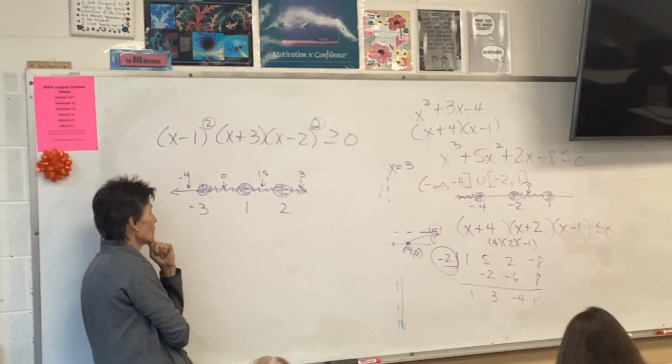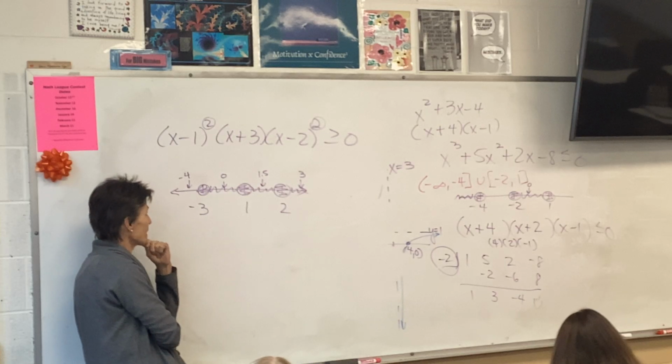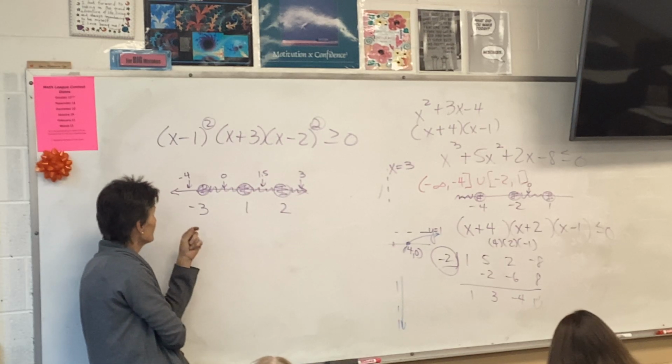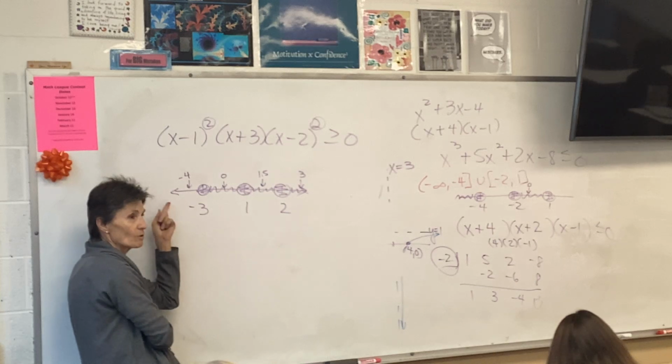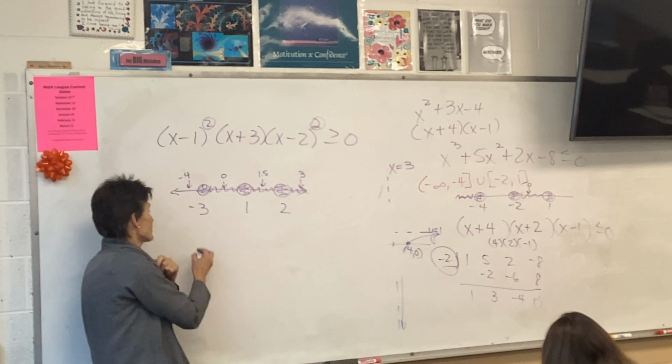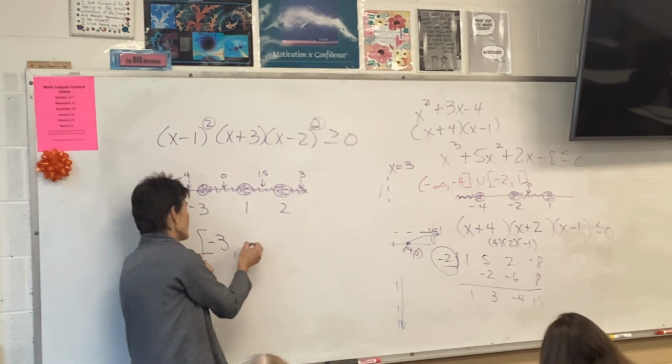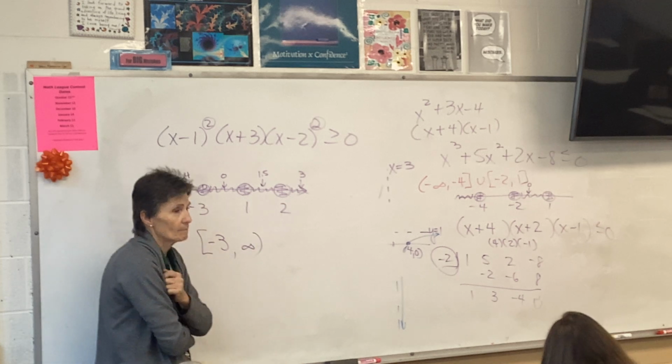It's Friday, I'm old and decrepit, I could have a mistake up here. I got everything, all areas except this first one. Is it what you got? So the answer is negative 3 to infinity.